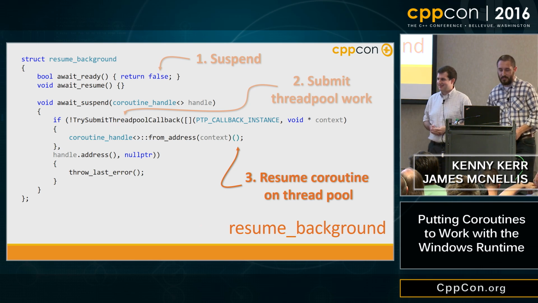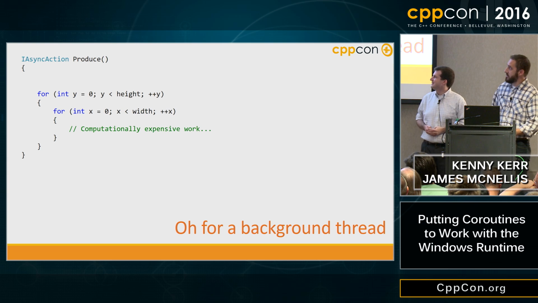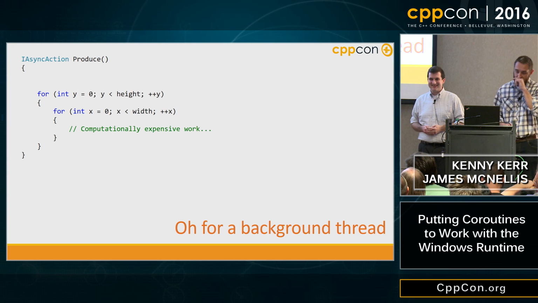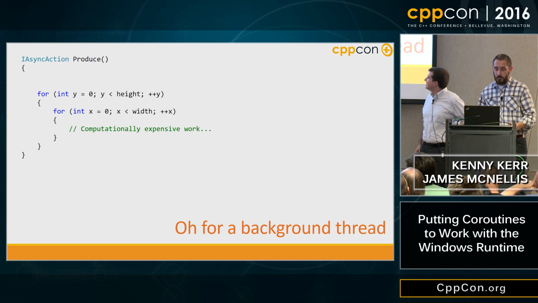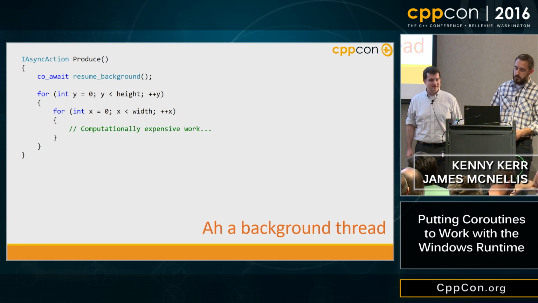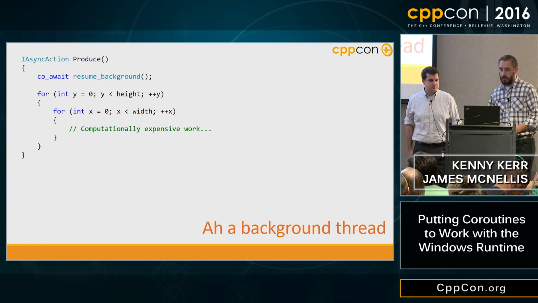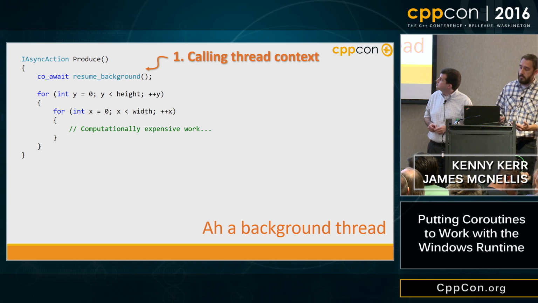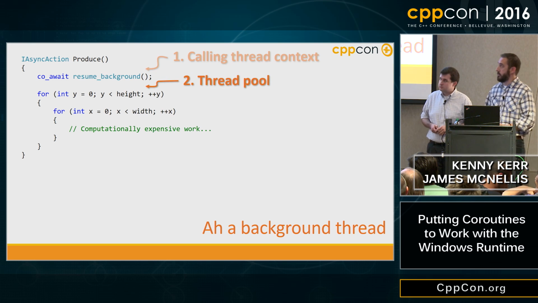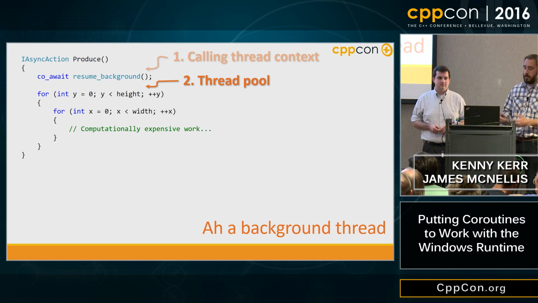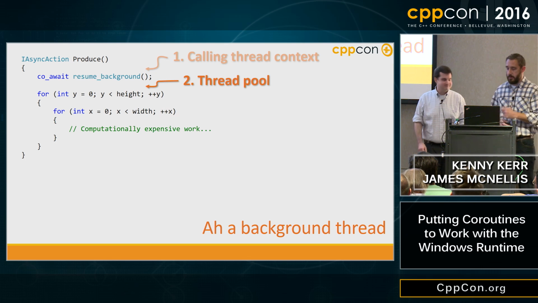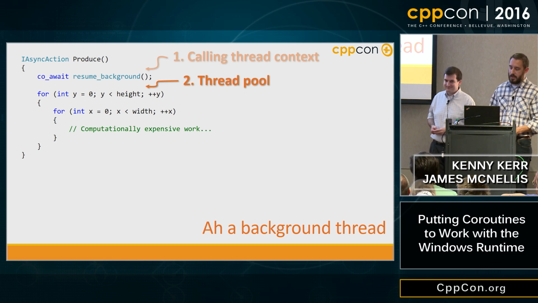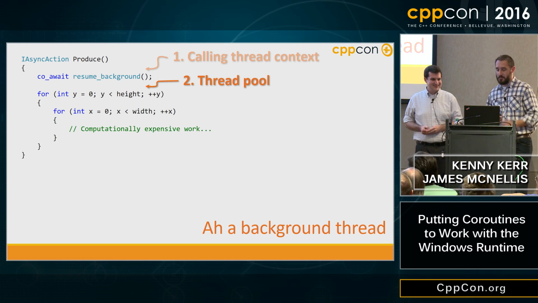That's it. So we take our original function that does all that computationally expensive work, and all we need to do to get it on the thread pool is to co-await resume background. Prior to the call, you're still on the calling thread context, but amazingly, after the call, you're living on the thread pool. And just like that, you can move work onto the thread pool very efficiently and very scalably. One function, two different threads. There we go. It's pretty cool. It's worth clapping for.